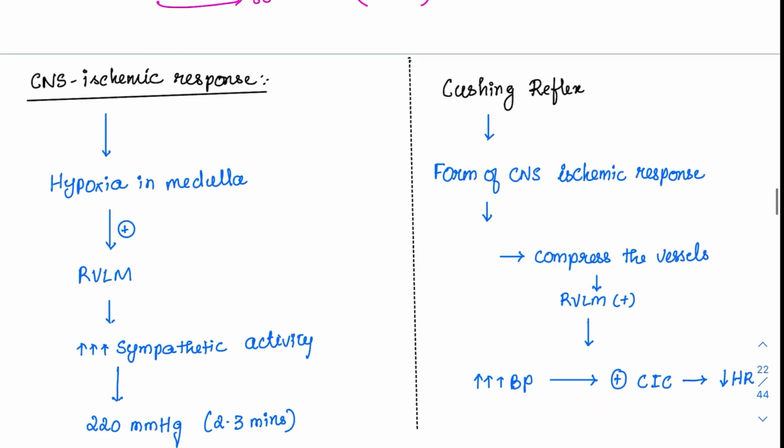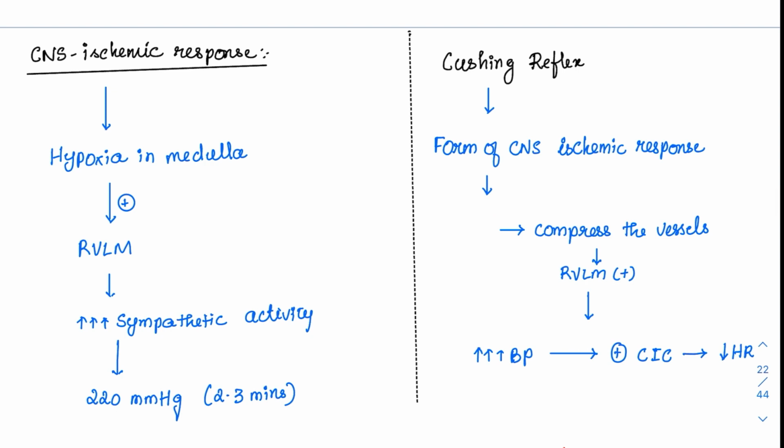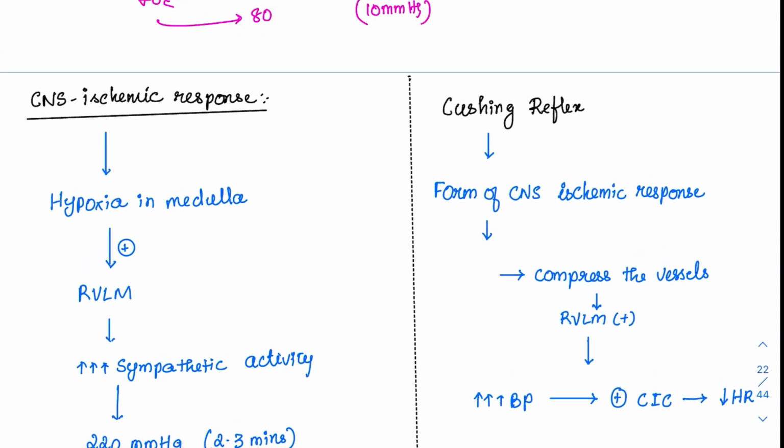Now coming to the next response in the short-term regulation itself, that is called the CNS ischemic response. As the term indicates, the CNS is going in for an ischemia. So what will happen whenever CNS goes for an ischemia? This happens whenever the BP falls below 50 mm of Hg. Some books write that only below 20 mm of Hg does it get activated. So whenever the BP falls to very low levels, what will happen?